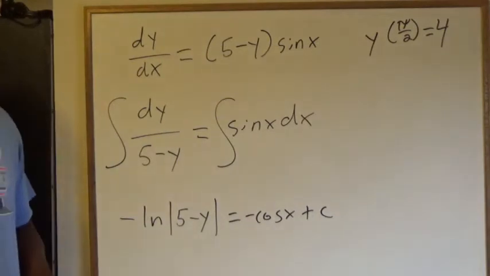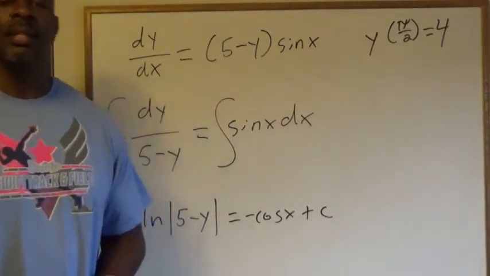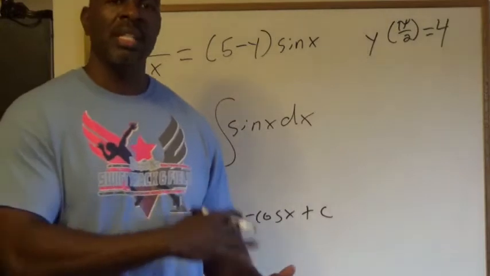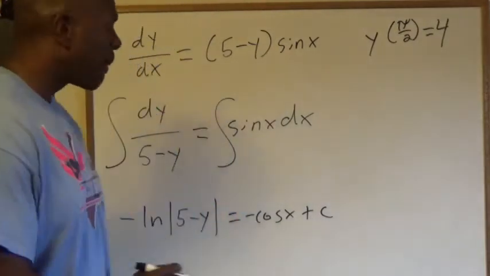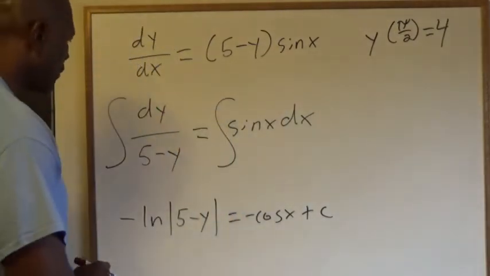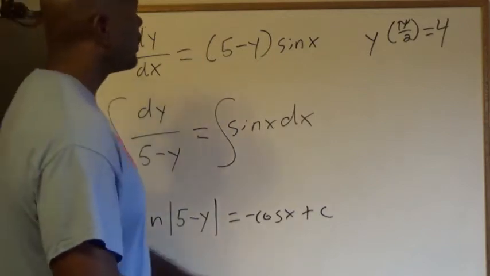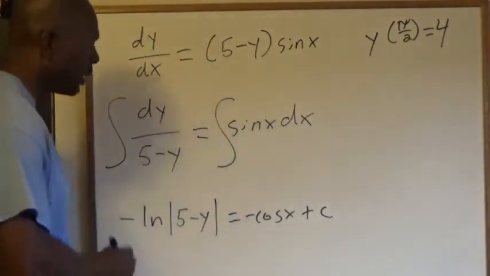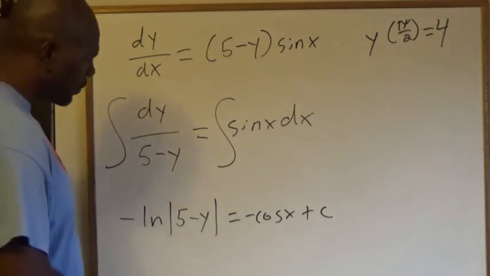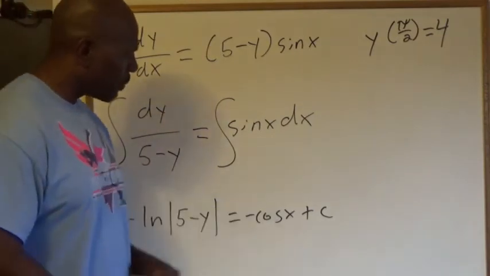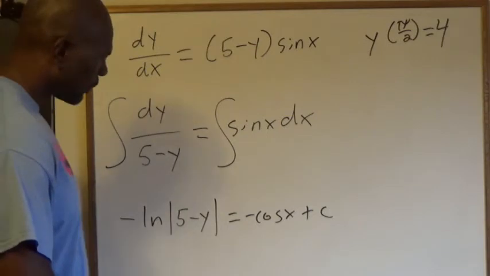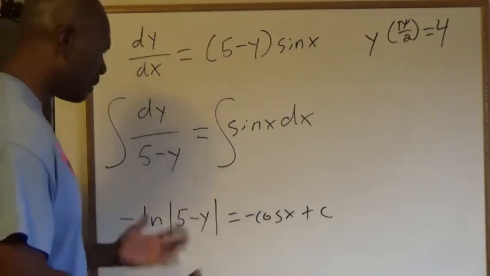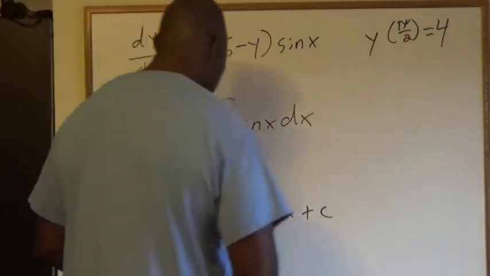Alright, separate, integrate, use the initial condition to solve for c. So next thing I'm going to do is solve for c. So I'm going to plug in pi over 2 for x and 4 for y. So if I plug in pi over 2 for x, cosine of pi over 2 is 0. So negative cosine of pi over 2 is going to be 0. So this will be 0.